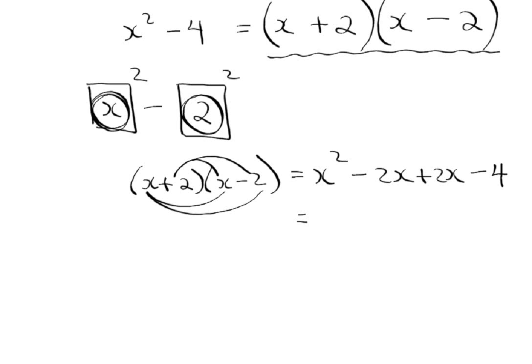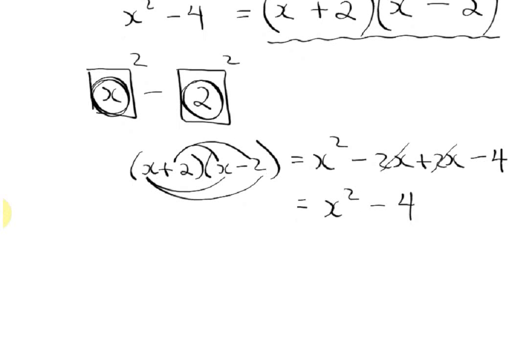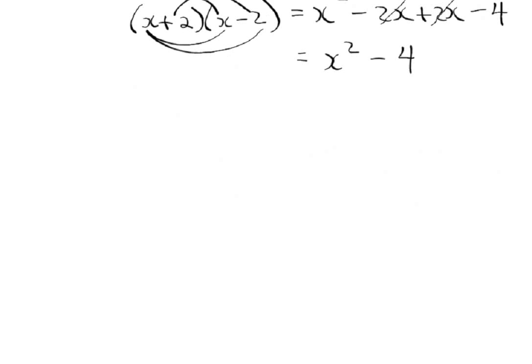And when I cancel out these two middle terms, I am left with x squared minus 4, which is exactly what I was supposed to have. So our answer does work. So that is the difference of squares factoring. So what I'm going to do now is run through a few examples just to make sure that we are clear with this process. And then I think we're good.